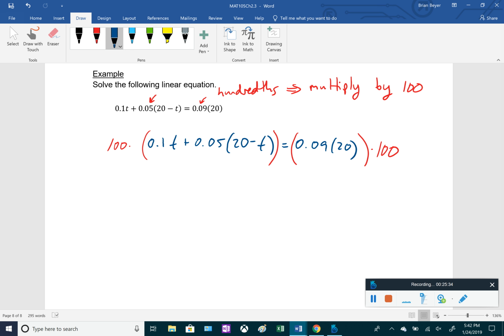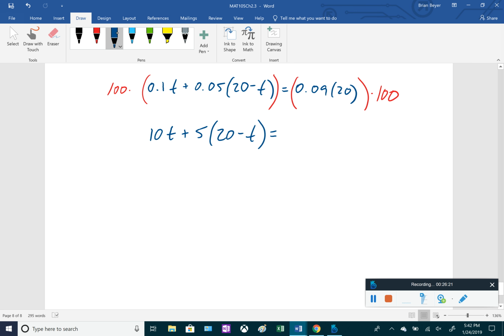On the left-hand side, we have to distribute, right? We have to distribute the 100 to both terms. 0.1 times 100: just remember when we're multiplying by a power of 10, we just move the decimal to the right however many zeros are in that power of 10. So 100 has 2 zeros, which means we move the decimal over 2 places for 0.1. That would make it 10. Same thing for 0.05, move it over 2 places, that would make it 5. And for 0.09, move it over 2 places, that would be 9. Okay, so now we have an equivalent equation, but now we're dealing with integers rather than decimals.